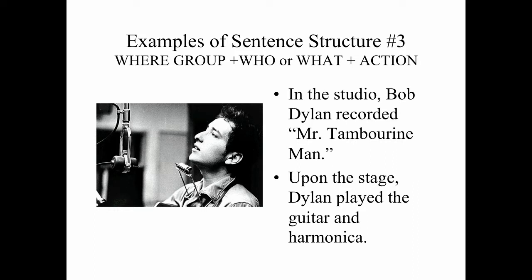My second example sentence, upon the stage, comma, Dylan played the guitar and harmonica. Upon the stage is a where group because it tells where he played the guitar and harmonica. Okay, so sentence structure number 3 is a where group, and it makes a boring sentence more informative and interesting.